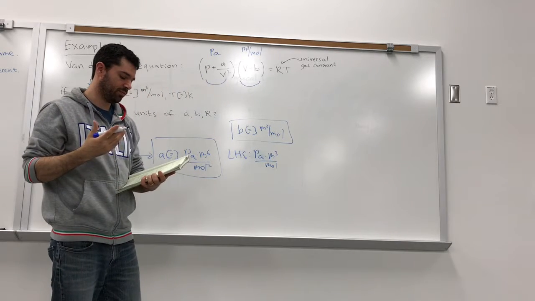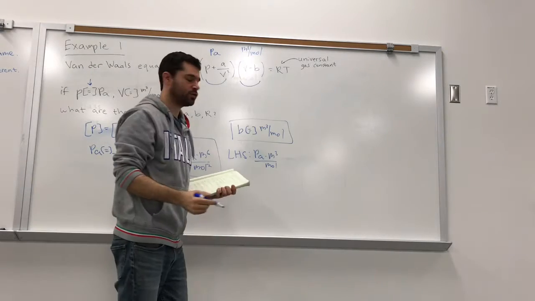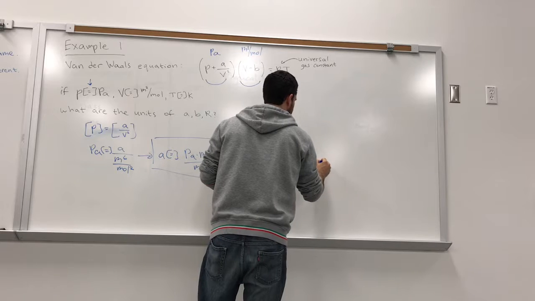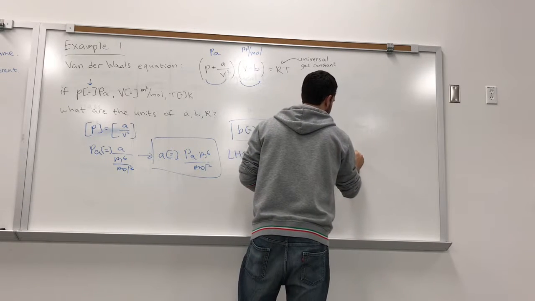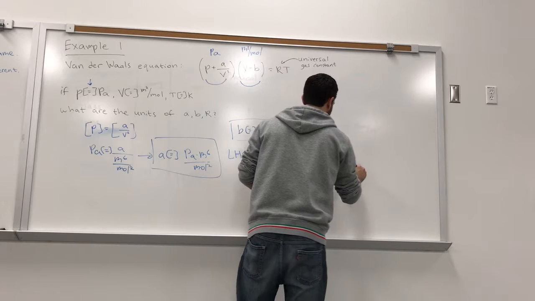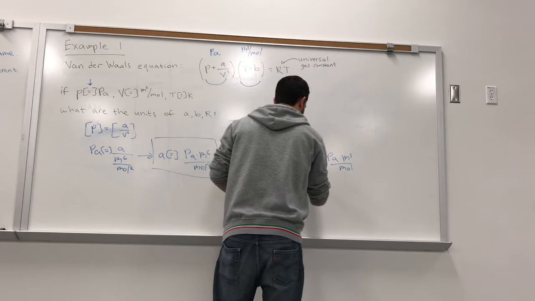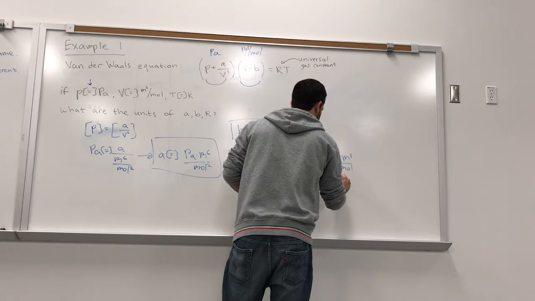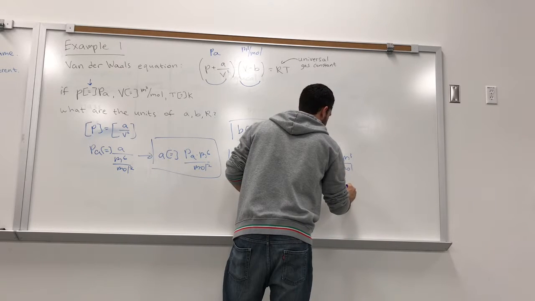Therefore, the right-hand side has to have similar units. So from here, R times T is going to have units of Pascal times meter cubed divided by mole. We know that T has units of Kelvin, therefore the units of R are Pascal times cubic meter divided by mole times Kelvin.